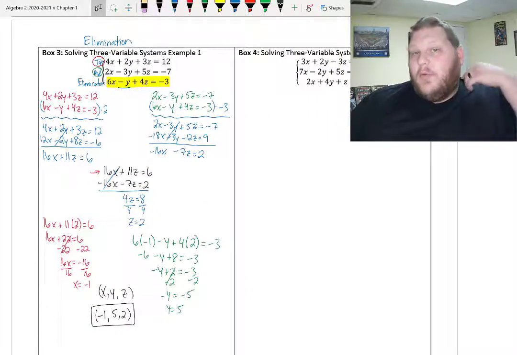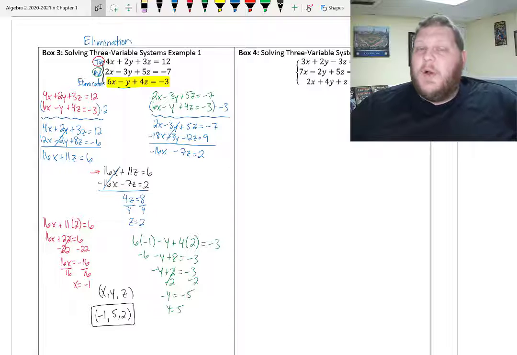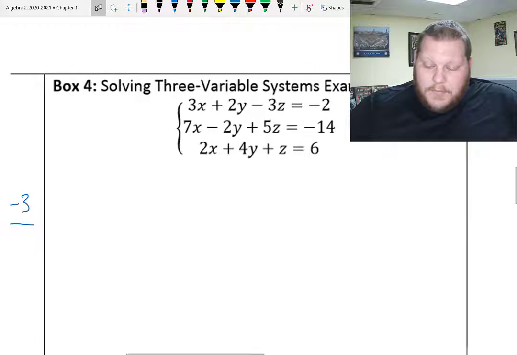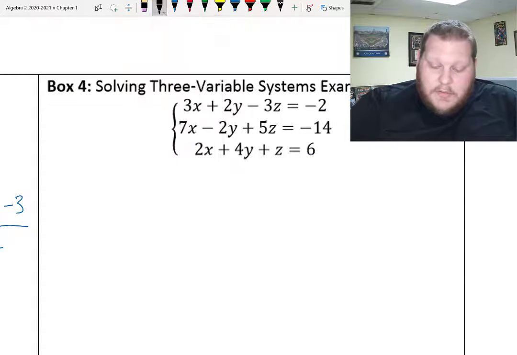Now, that's not the only way that we can do that. I will also show you how to do a 3 variable system with substitution as well. I know most people in Algebra 1 at least tended more towards substitution as the thing they're most comfortable with. But I'll show you both options, and then again, I'll let you guys choose which one you prefer. So for number 4, we're going to solve this one using substitution.